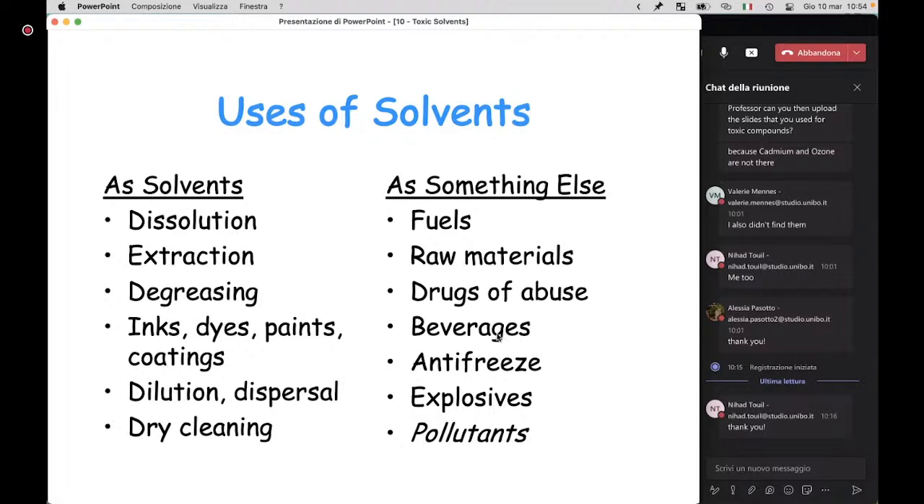Antifreeze agents have the property of lowering the freezing temperature of liquids, so they are useful for this purpose. Explosives, and in the end, after whatever intended use, they can stay in the environment as pollutants. So this latter is not a real use, but it is more a consequence of all other uses, if not correctly disposed of.